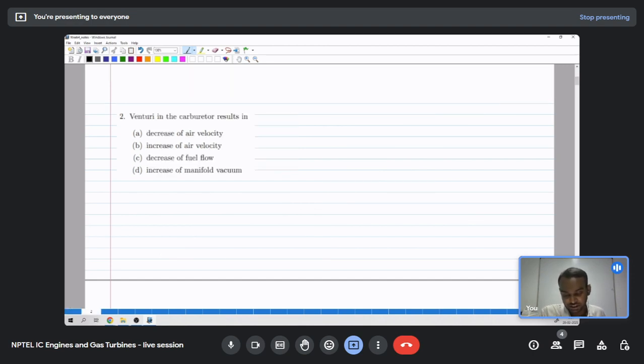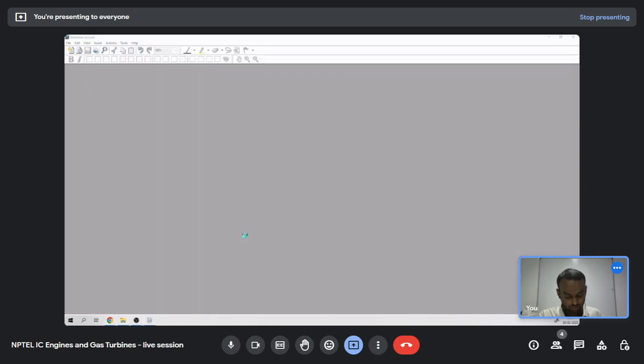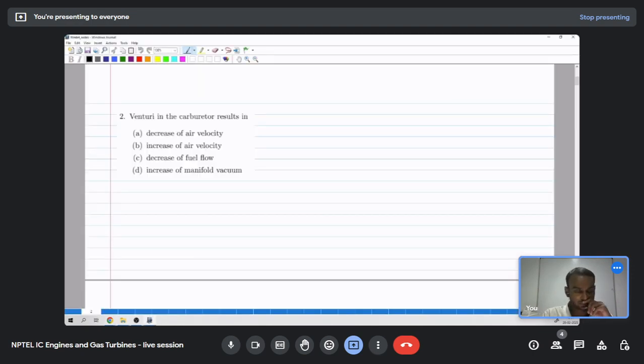Okay. The venturi in the carburetor results in: decrease of air velocity, increase of air velocity, decrease of fuel flow, or increase of manifold vacuum. Can anyone unmute and answer what the answer for this is?